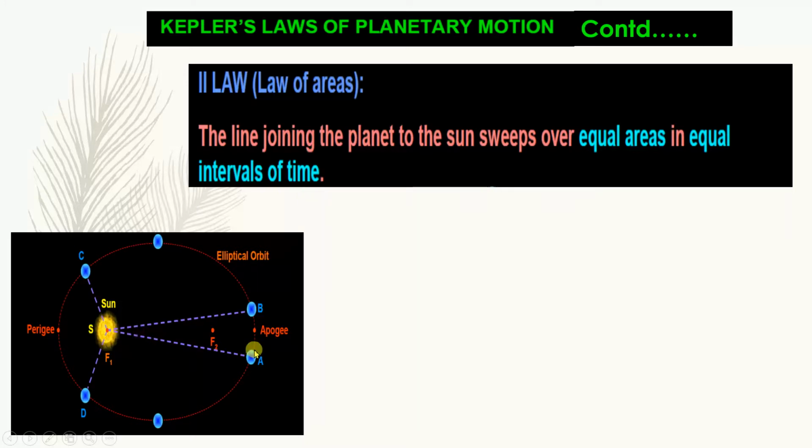Means if we take two positions of the planet, one where the planet is at A and moving to B, and the other where the planet is at C and moving to D. Now if the areas are equal, if the area swept by the planet in this case and this case are equal, then that means the planet will move from A to B or from C to D in the same time.